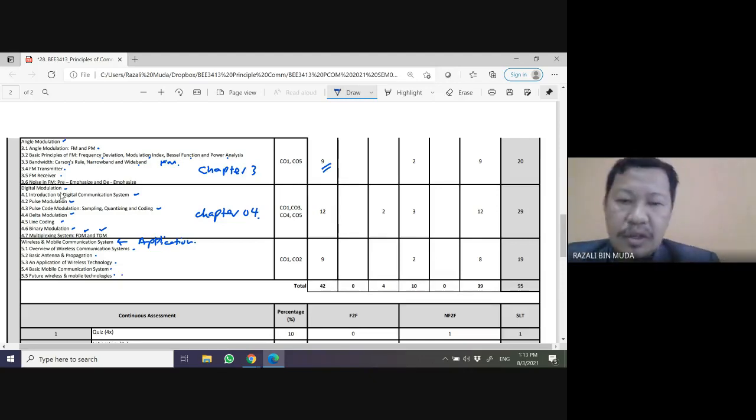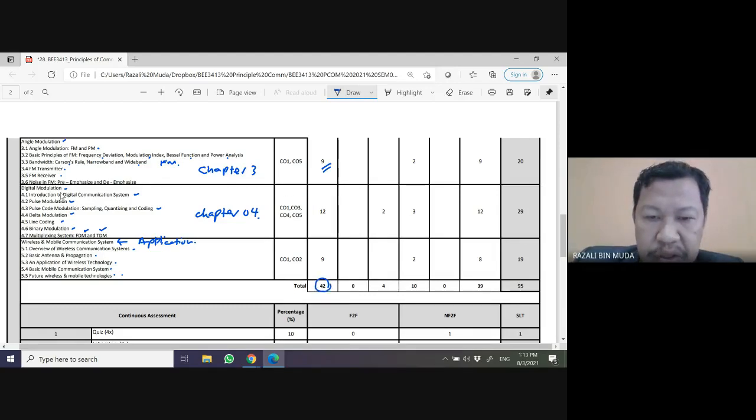Okay, so altogether we will have about 40 hours. If you multiply 14 weeks by 3 hours, basically you have 42 hours.